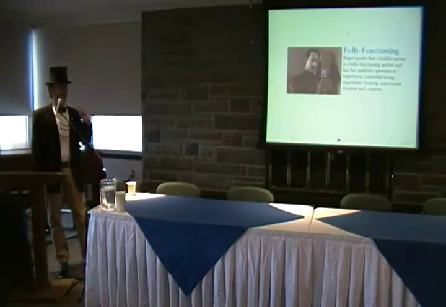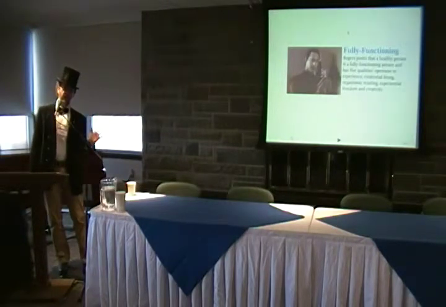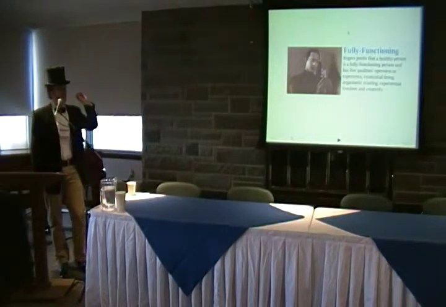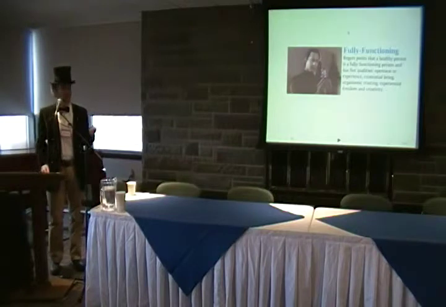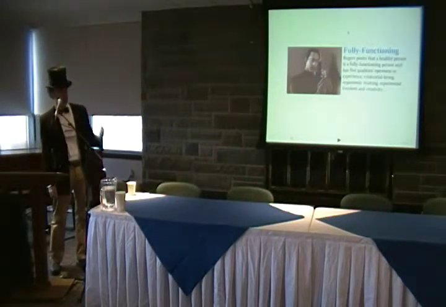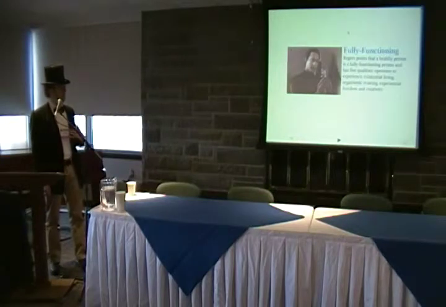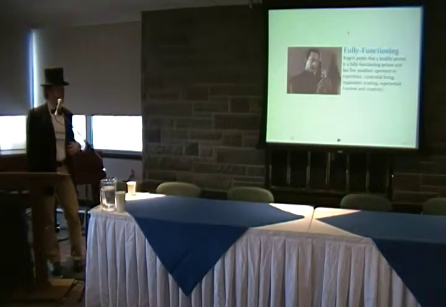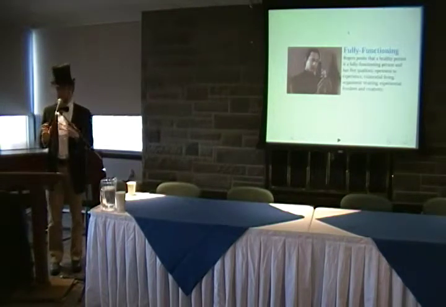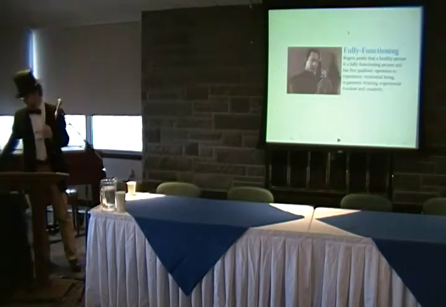Rogers also said that a healthy person is a fully functioning person, and that person usually has about five qualities, and we're going to start sounding a little bit like Maslow's hierarchy here as I read these off to you. The qualities are openness to experience, existential living, organismic trusting in your own valuing system, experiential freedom, and creativity. All of these, Rogers posited, make that healthy, fully functioning person.